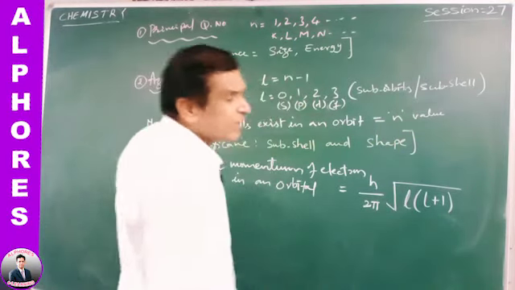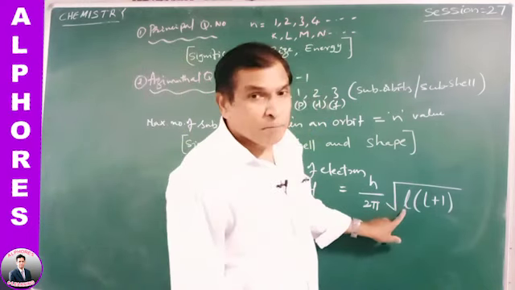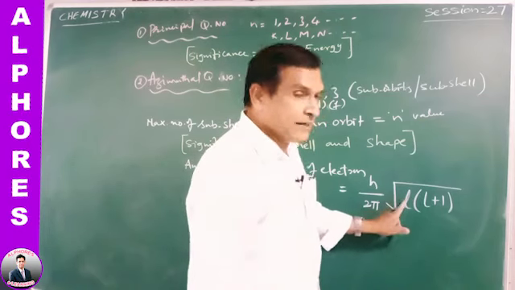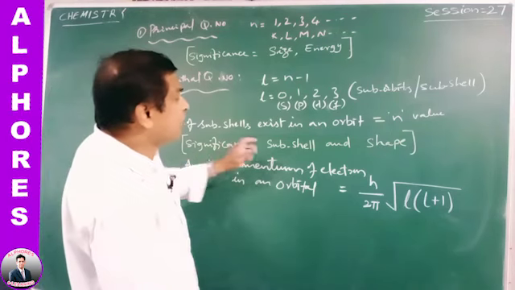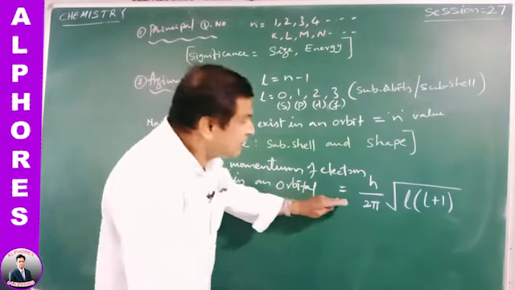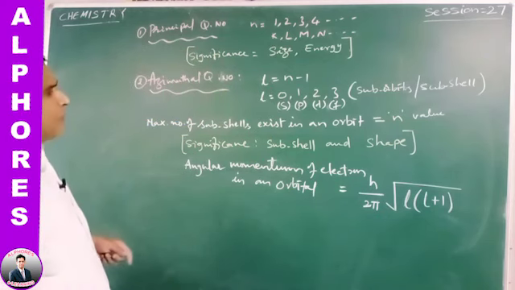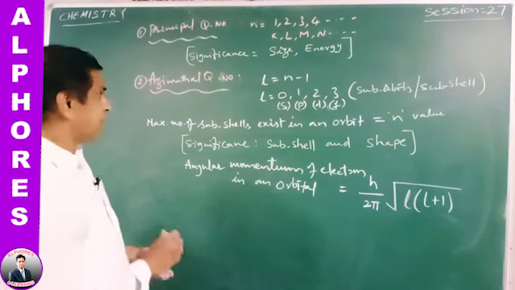L is the subshell value. For example, if it is an S subshell, L is equal to 0; P subshell, L is equal to 1; D subshell, L is equal to 2; and F subshell, L is equal to 3. The angular momentum of the electron in an orbital is represented like this. This is about the azimuthal quantum number.